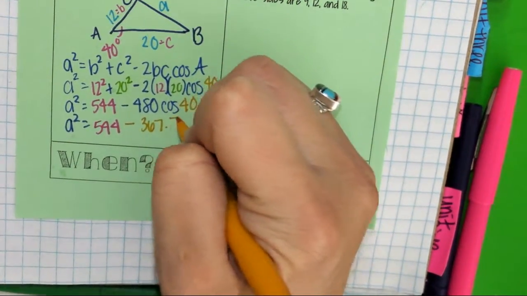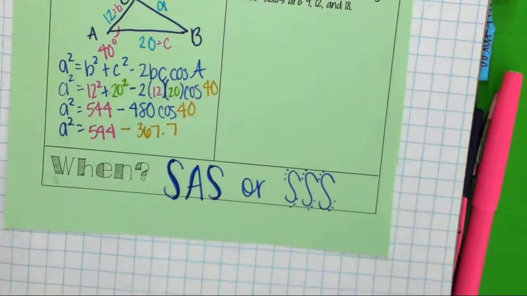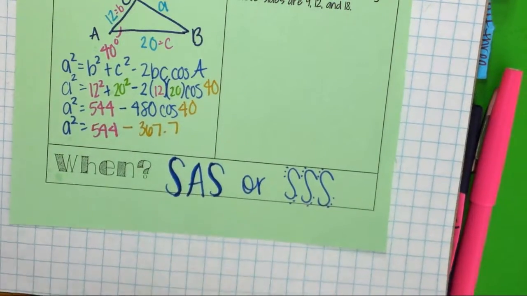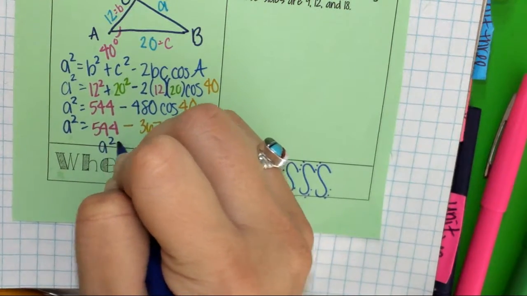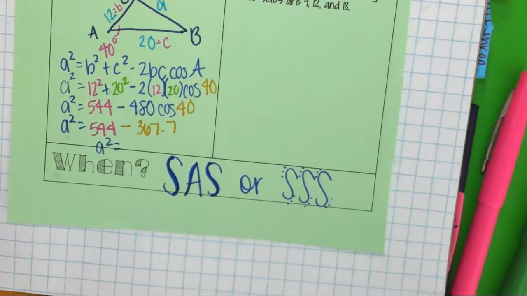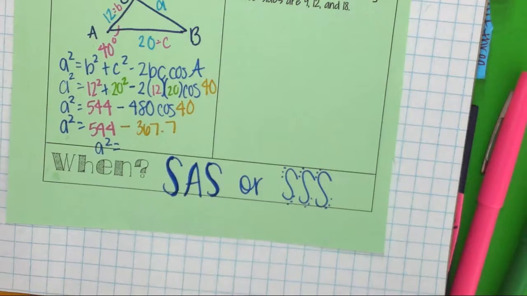Alright, what's 480 times the cosine of 40? 367.7. Did everybody get that? Yes. Alright, now what do we do? Subtract them. So what does A squared equal? Subtract that from 544.